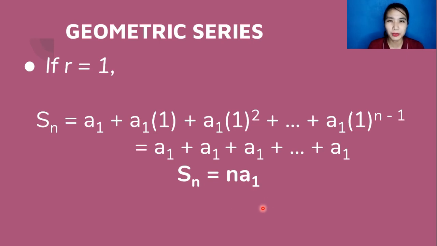So this will be the formula in finding the geometric series given a finite geometric sequence. That is, S sub n equals n times a sub 1, where n refers to the number of terms and a sub 1 is the first term.